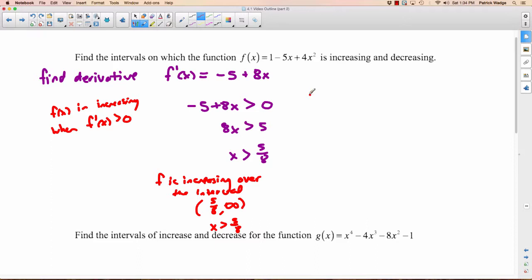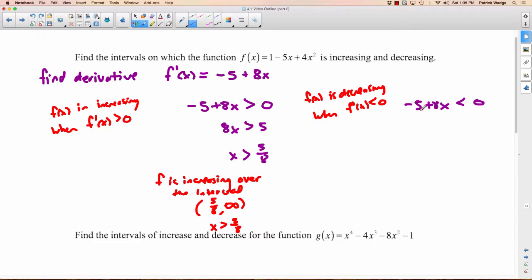Okay, well, f of x is decreasing when f prime of x is, in other words, when the derivative is, how do we know it's decreasing? It's decreasing when the derivative is negative. In other words, when this is less than 0. So what we're going to do is take this same derivative here, this negative 5 plus 8x, and we want to know when is it less than 0.